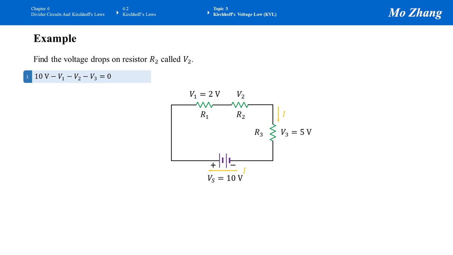And then let's apply algebra to rearrange the equation. So it's the equation for V2. After rearranging the equation, we move V2 to the left. So V2 equals 10 volt, subtract V1 and subtract V3. Next, substitute the numbers into V1 and V3. So V2 is 10 volt, minus 2 volt, and minus 5 volt. Therefore, V2 equals 3 volt.